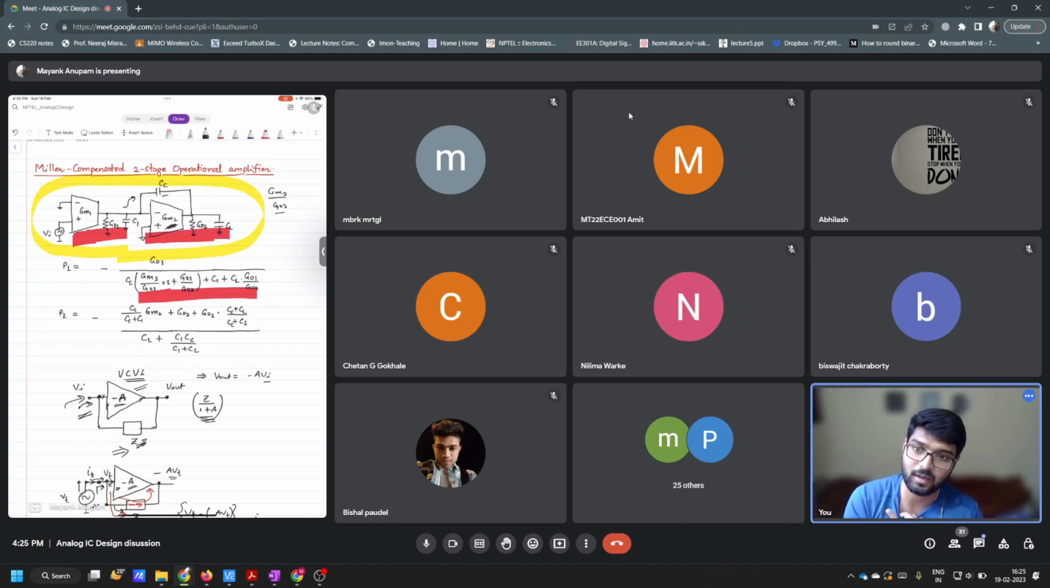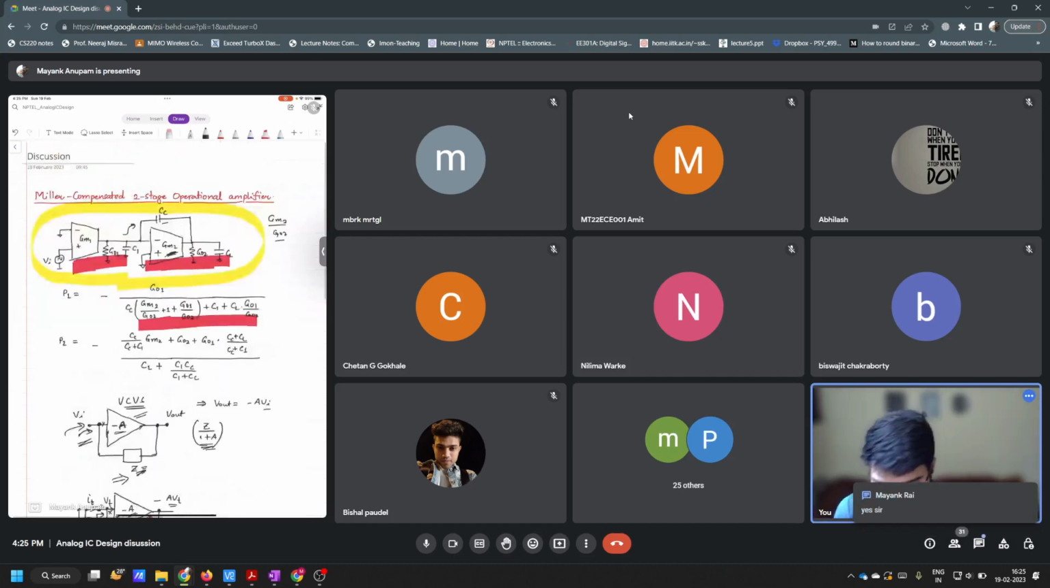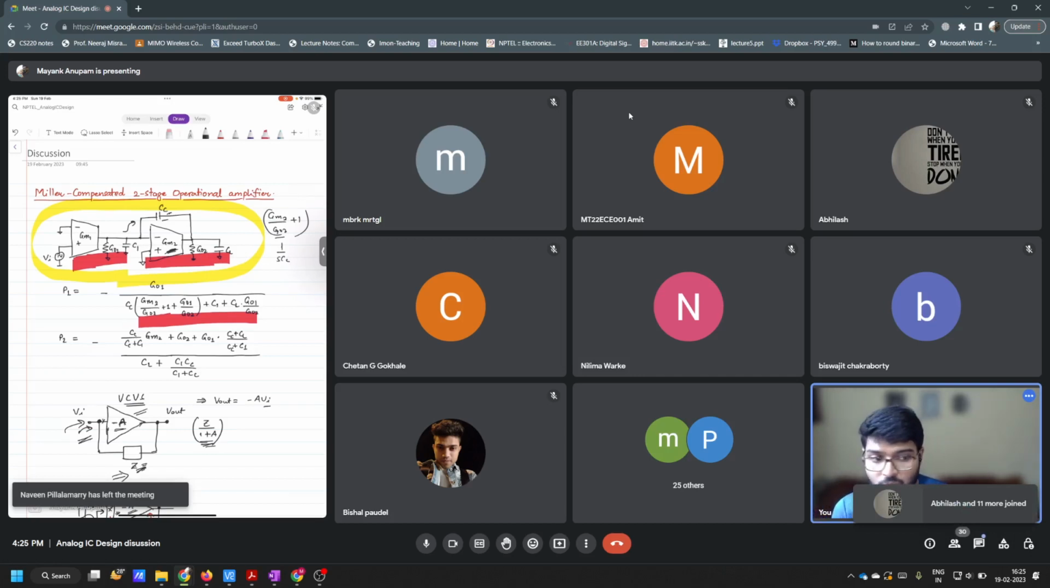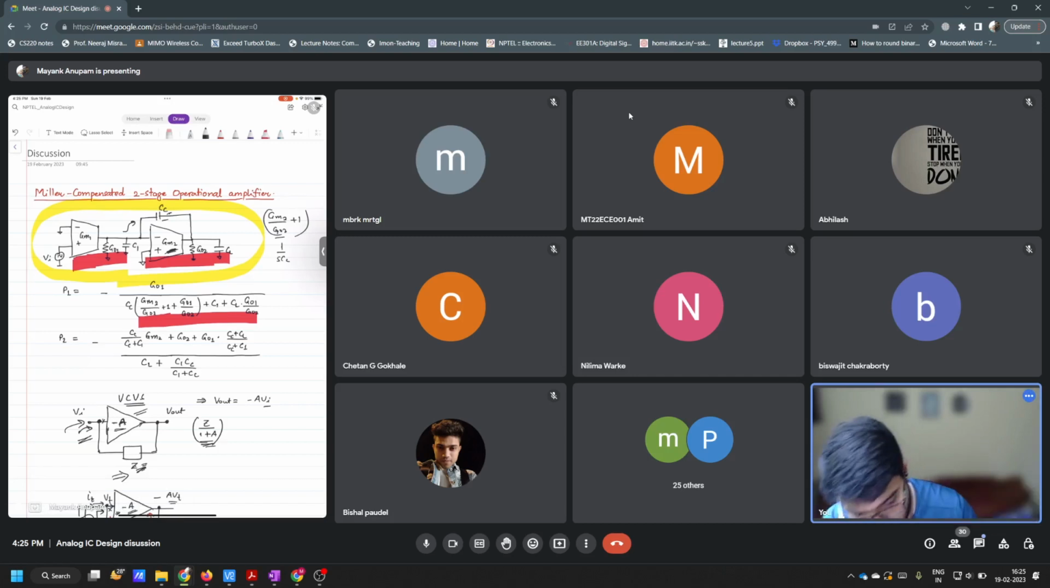Is everyone clear with that? The gain of this block is GM2 by GO2. Fine. So that is why this capacitor CC, its impedance will be decreased by this factor plus 1, right? So this is the factor by which the impedance of CC will be decreased. So what is the impedance of CC? 1 by SCC, correct? So 1 by SCC is the impedance, and this will be decreased by another factor, which will be GM2 by GO2 plus 1.